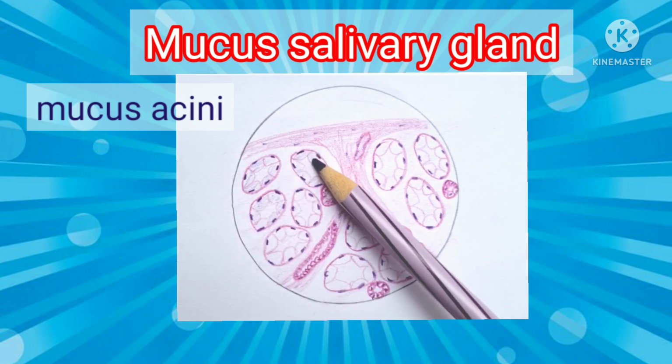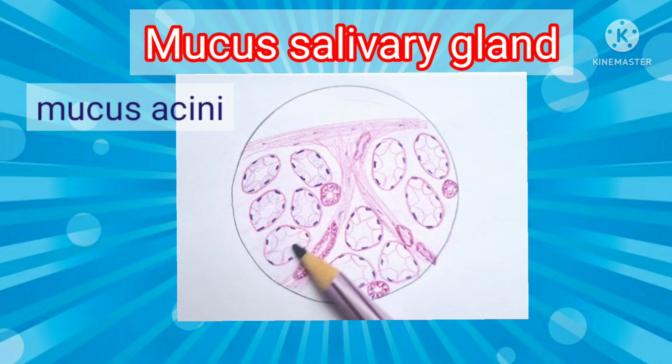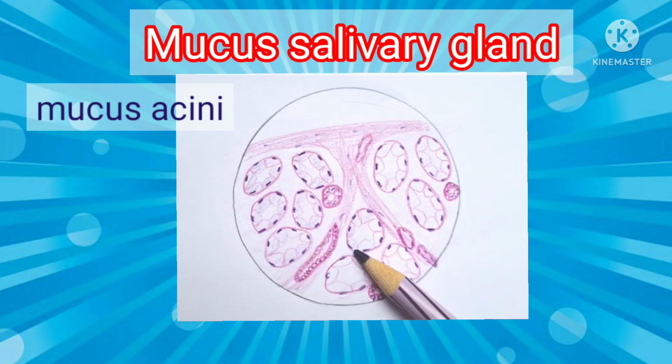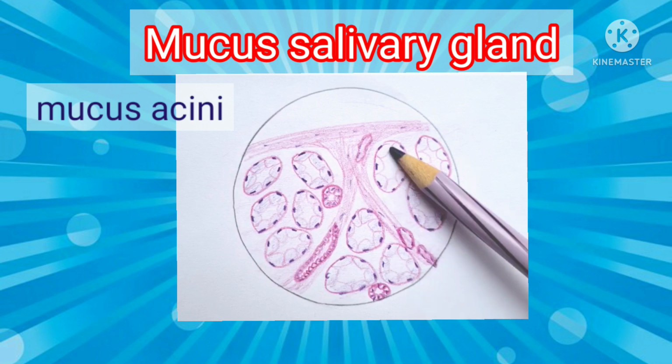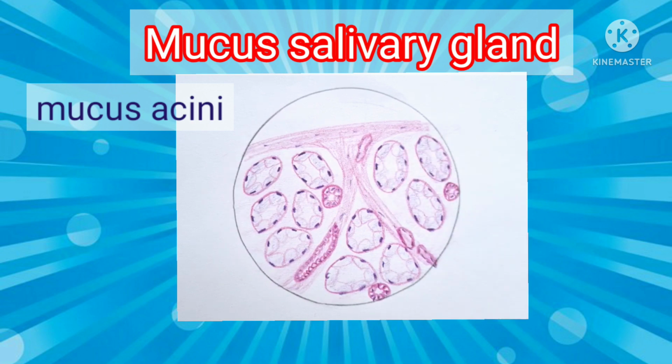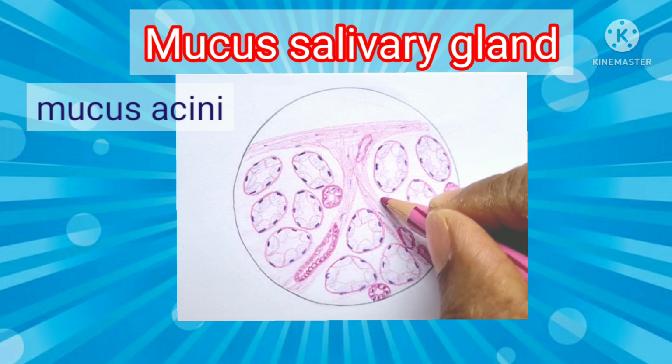So in the mucous acini, you can also find some serous acini, when it is not completely mucinous. So you can write one or two serous acini also in case of mucous salivary gland.